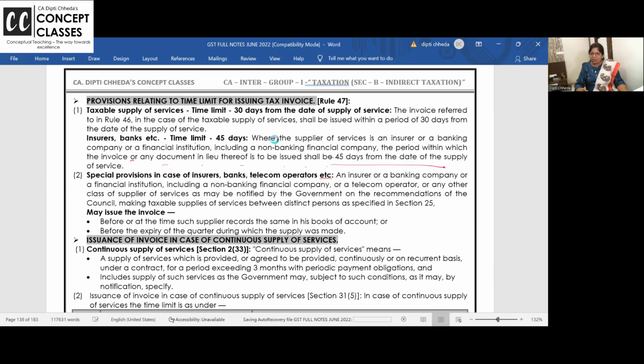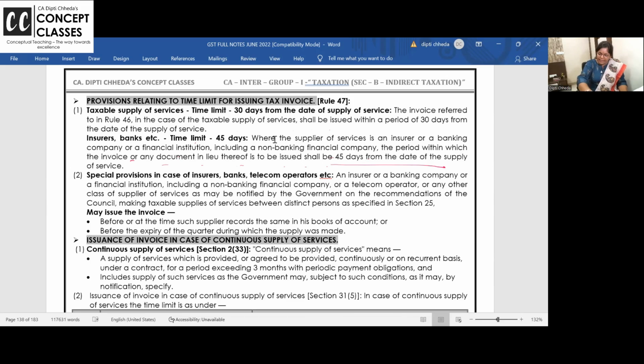We have done very thoroughly in section 12 and section 13. Time of supply for goods, time of supply for services. There we have done this, and we have also done it in the levy chapter.